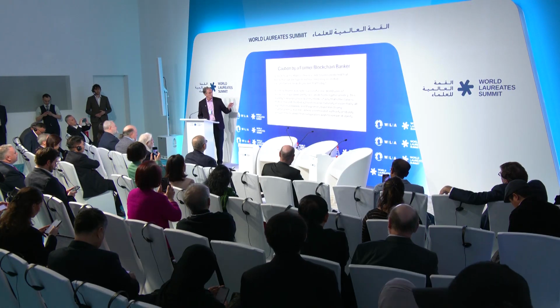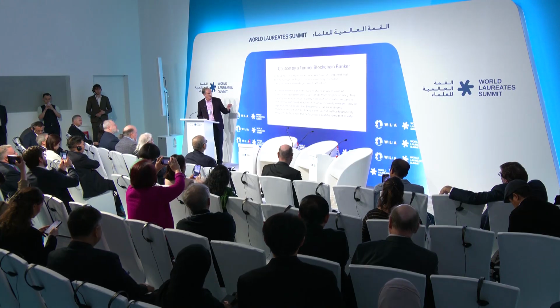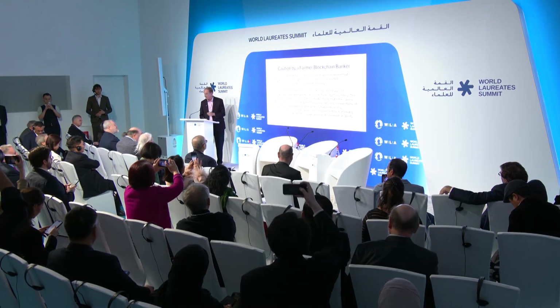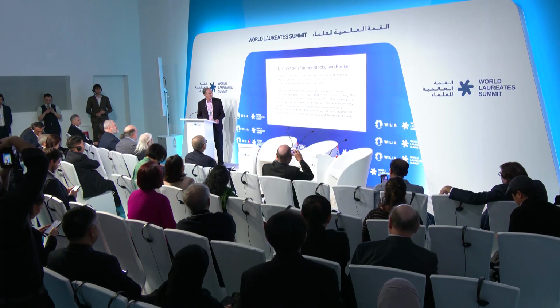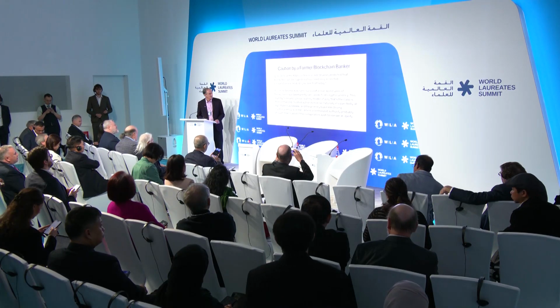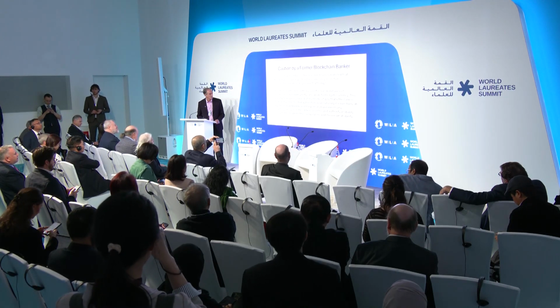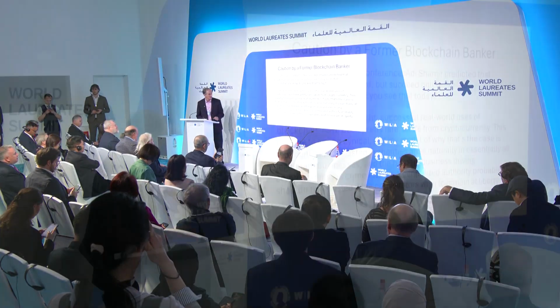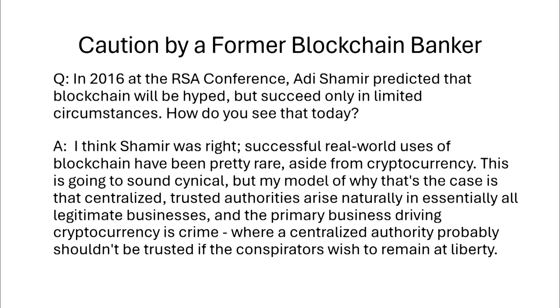I think Shamir was right. Successful real-world uses of blockchain have been pretty rare, aside from cryptocurrency. So you're in the right business. This is going to sound cynical, but my motto of why that's the case is that centralized trusted authorities arise naturally in essentially all legitimate business, and the primary business doing cryptocurrency is crime, other than you guys. Where a centralized authority probably shouldn't be trusted and the conspirators wish to remain at liberty.